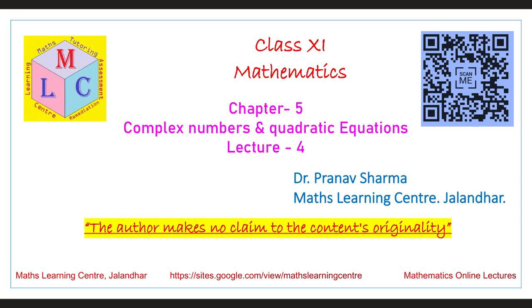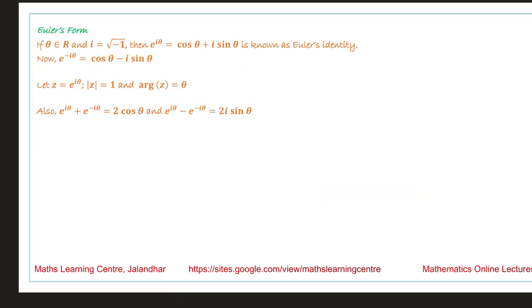We are going to start now the fourth lecture of chapter 5, class 11th mathematics, complex numbers and quadratic equations. In our previous lectures, we have studied the two forms of complex number representation. One is z = x + iy, the Cartesian form, and the second is z = r(cos θ + i sin θ). This is the polar form.